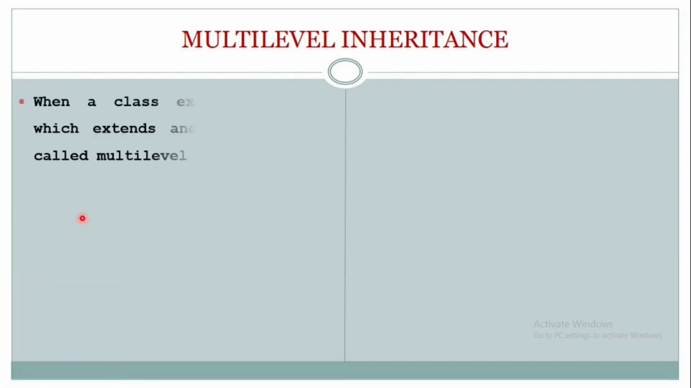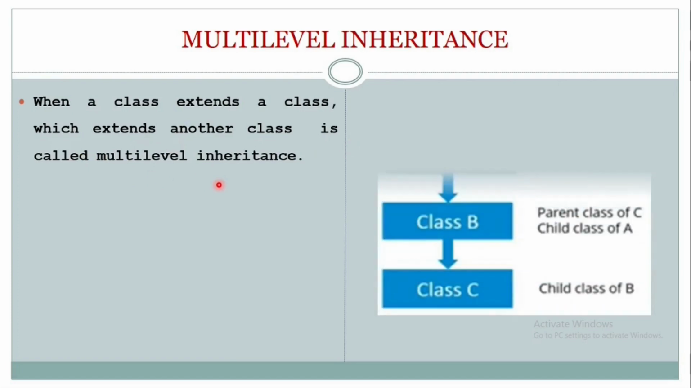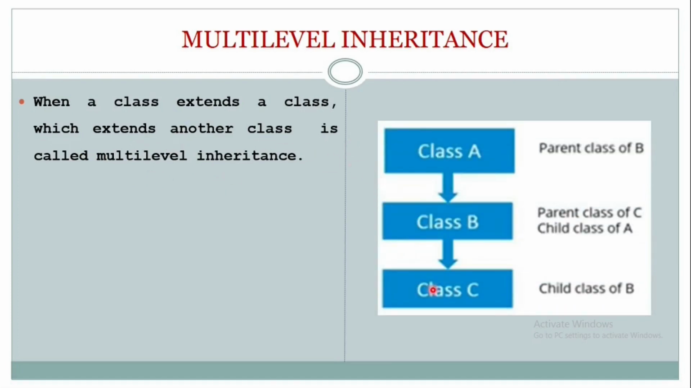Yes, when a class extends a class which extends another class, it is called multi-level inheritance. Yeah, here is an example. As you can see here, the class extends the class which extends another class. So this is called multi-level inheritance.